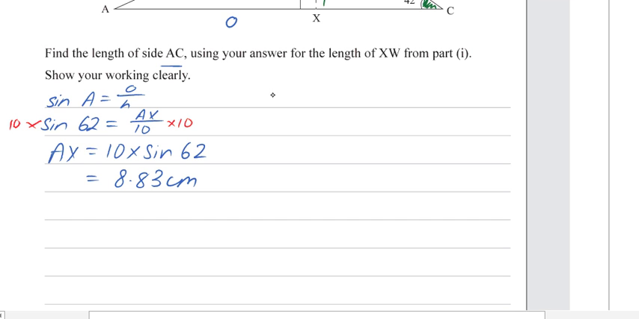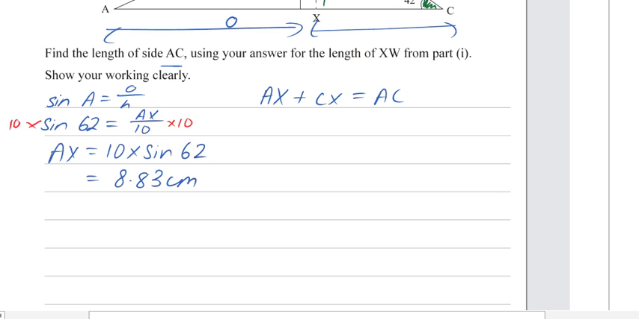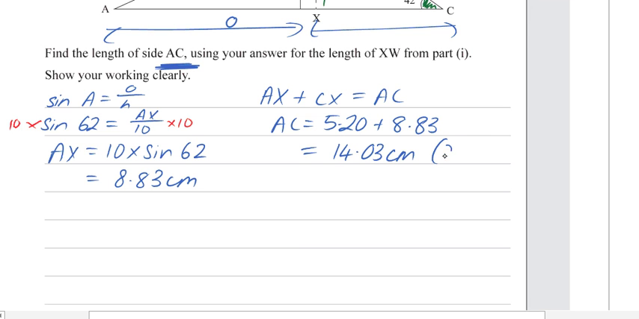Now earlier I talked about how the side AX, so that length, plus the side CX, so that length there, is equal to the side AC, which is what we've been asked to look for. And so in other words, AC is going to be equal to 5.20 plus 8.83, and so that's going to be 14.03 centimetres to 2 decimal places.